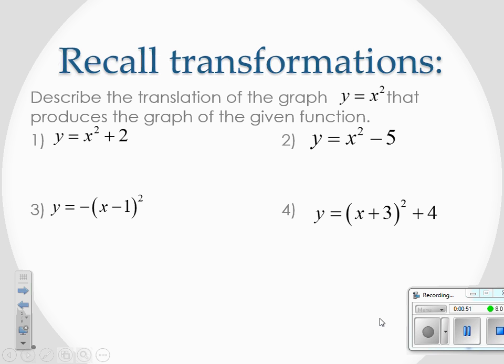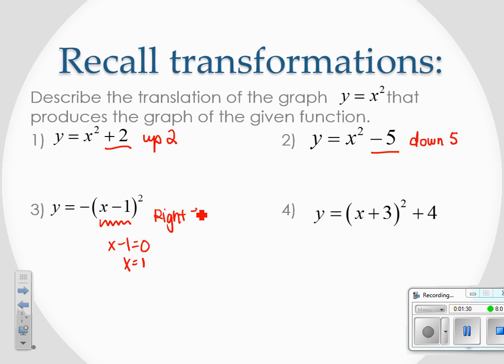From the parent, what's happening? Remember, the plus 2 meant we moved up 2, okay? Y equals x squared minus 5, that meant we moved down 5. Y equals negative parentheses x minus 1 quantity squared. Oh, that's inside, so that's not an up or down, that's a left or a right. In this case, x minus 1 equals 0. What gets us 0? That would be a positive 1. So this would be right 1.